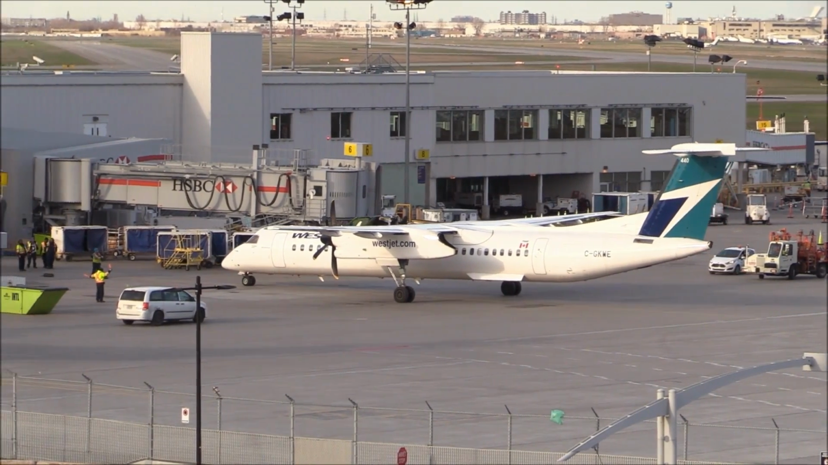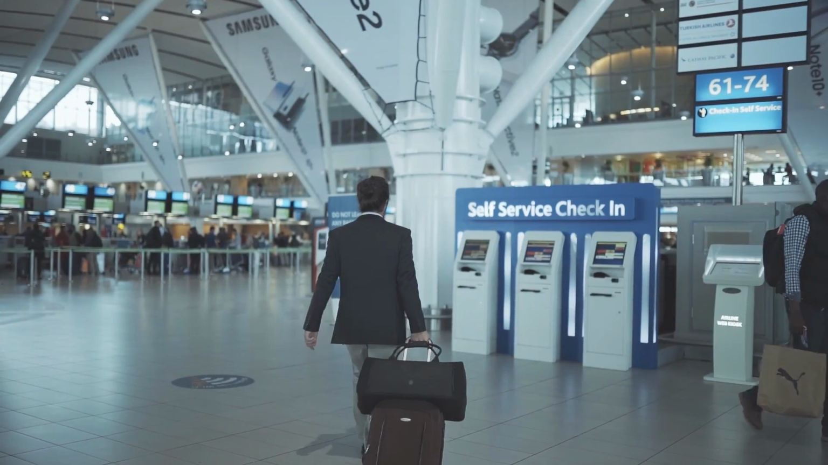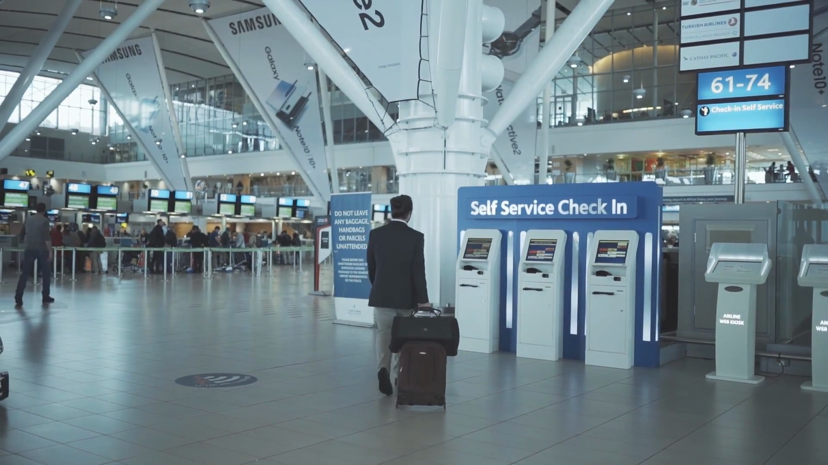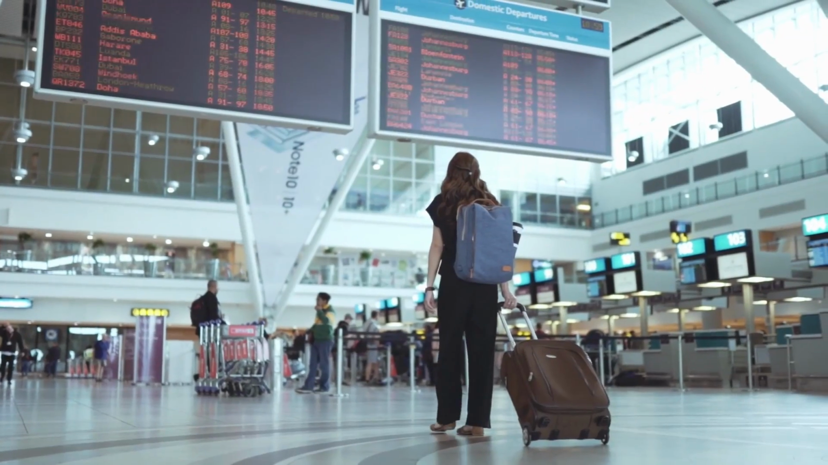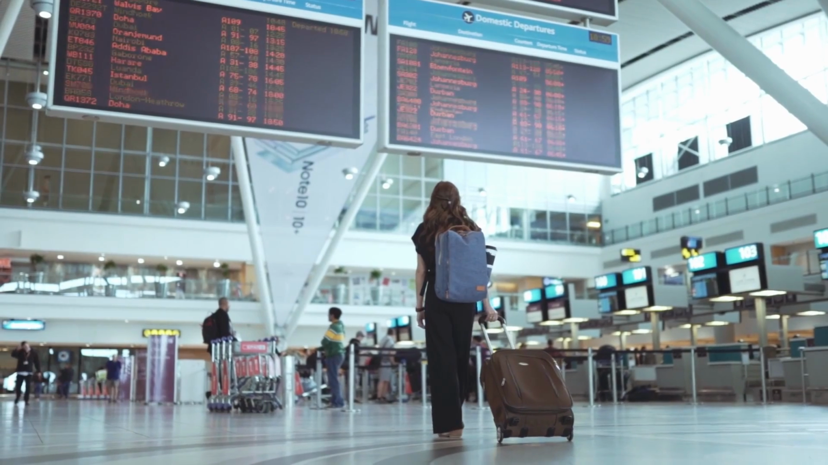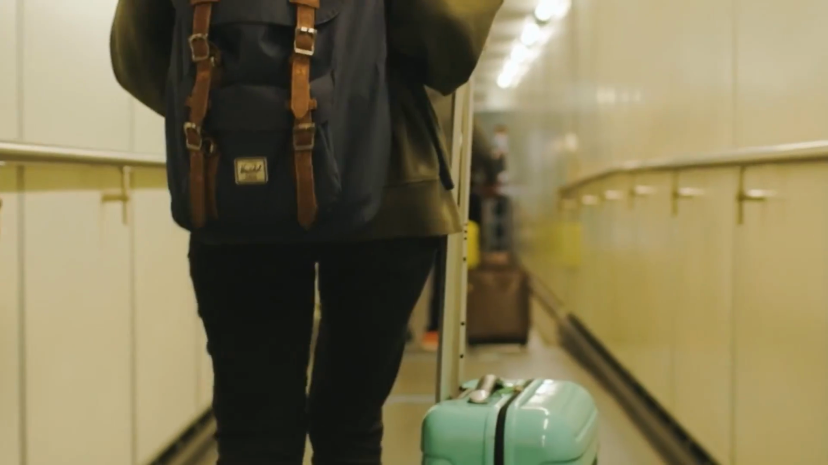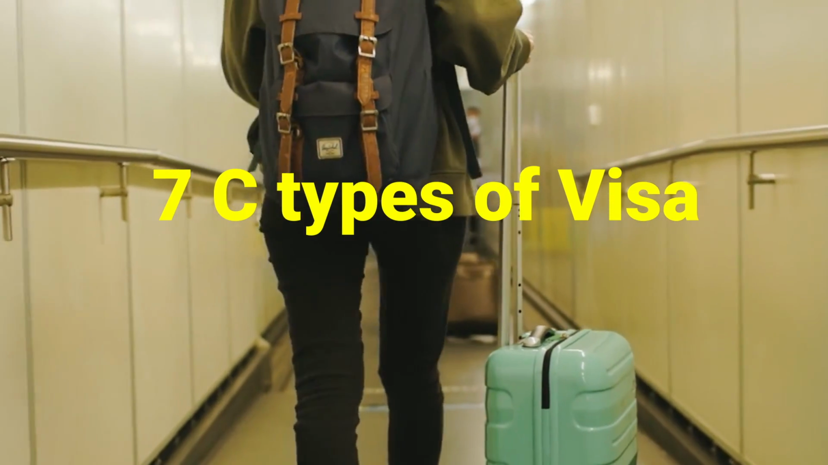Schengen visa type C, which is the short-term visa, allows the visa holder to stay up to 90 days in the Schengen bloc. Type C visa can be single entry, double entry, and multiple entry. Single entry allows you to enter only one time to the Schengen area, whereas double entry allows you to enter twice. And multiple entry visa allows you to enter the Schengen area multiple times as long as the visa is valid. Generally, there are 7 types of C visa.